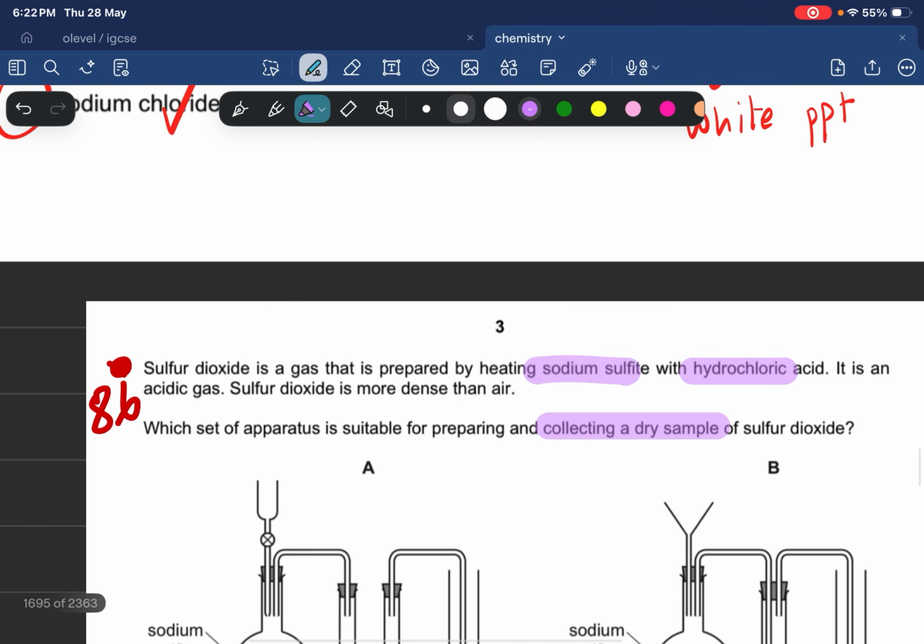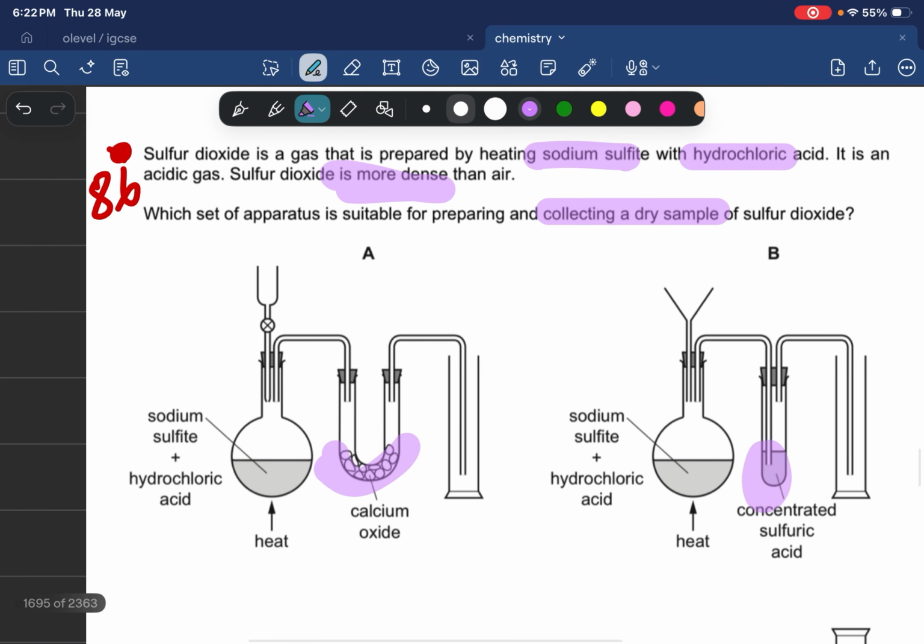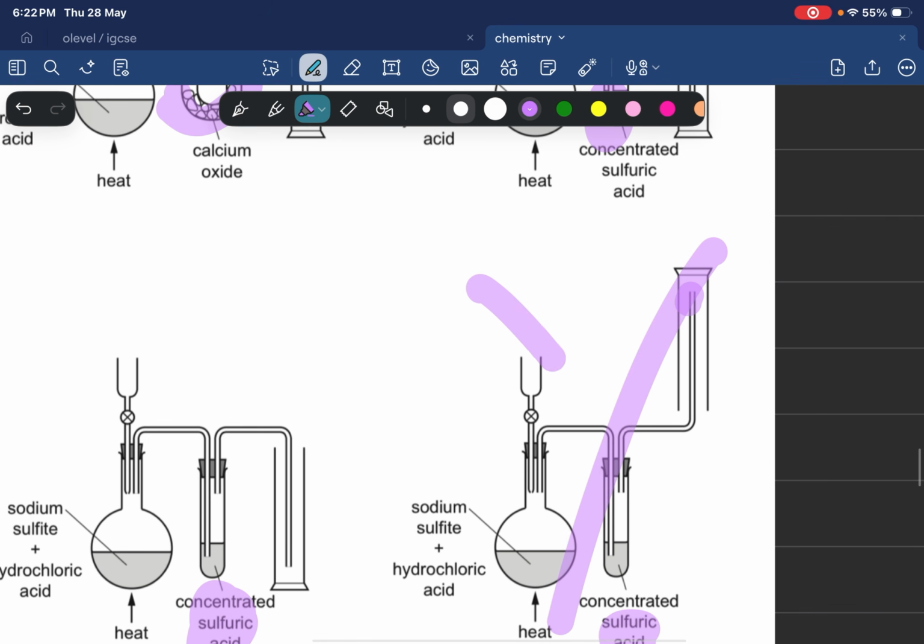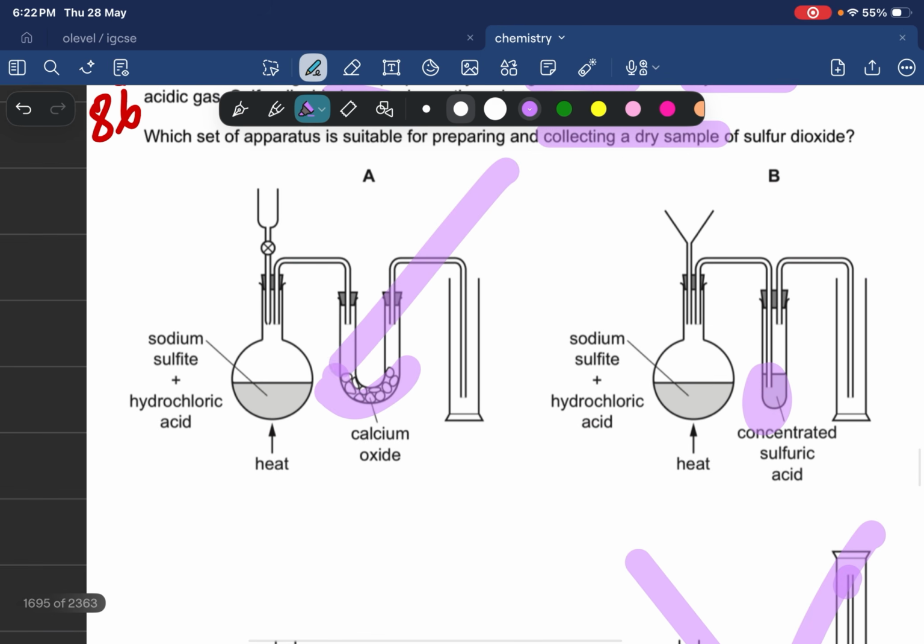Next problem. Sulfur dioxide is prepared by this. It is an acidic gas. It is more dense than air. Since it's more dense than air, we cannot use upward delivery. So this is a cross and this is a cross.